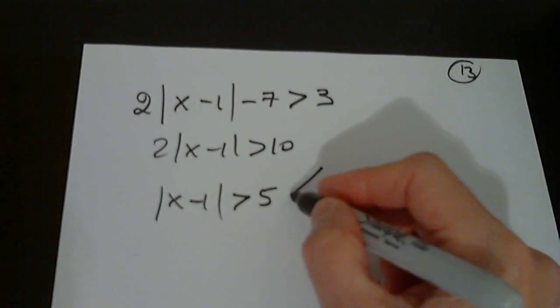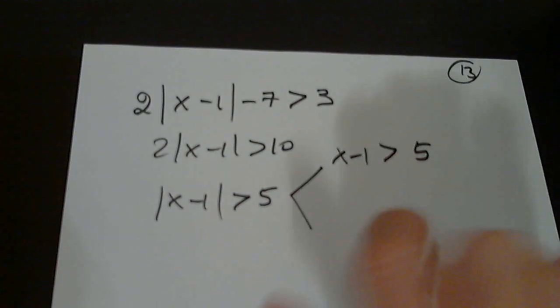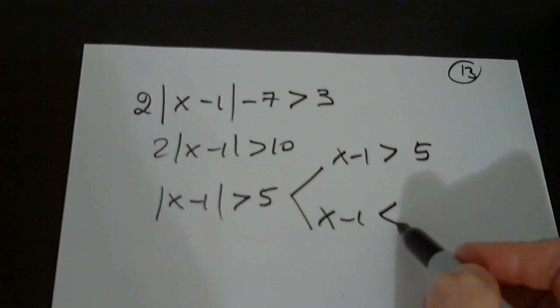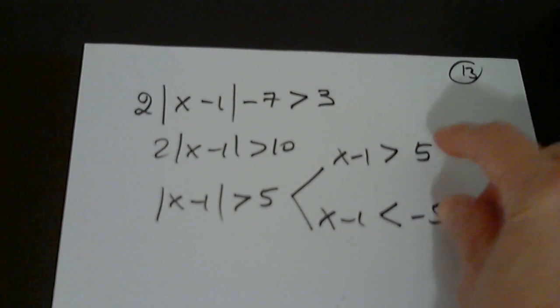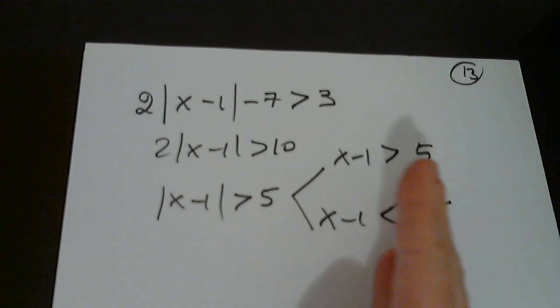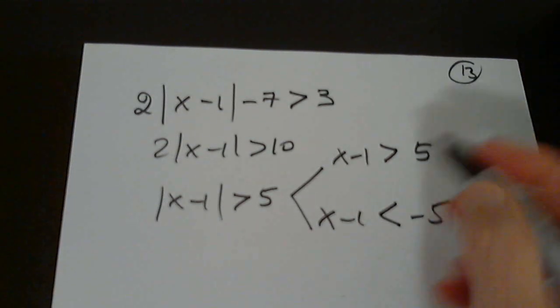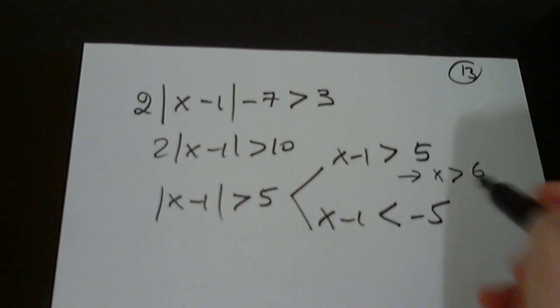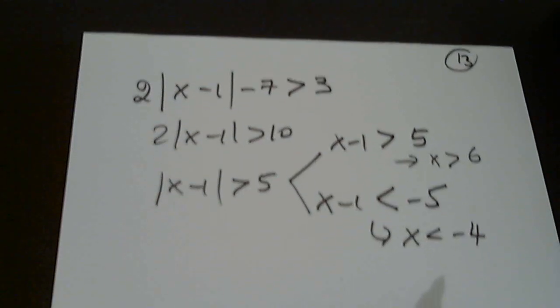So right here, I'm going to write x minus 1 greater than 5, to the right of 5, and x minus 1 to the left of negative 5. Make sure you don't include anything between negative 5 and 5. You have to find to the right of 5 and to the left of negative 5. So this one means x greater than 6, and this one means x less than negative 4.